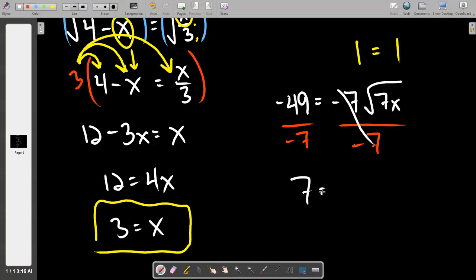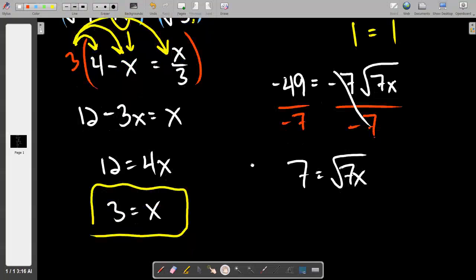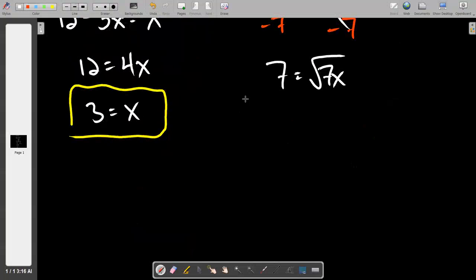So we get 7 equals the square root of 7x, and then the same steps go. Same steps from here. Square both sides, you get 49 equals 7x. Divide both sides by 7, you get x equals 7, and then you vet it. Background check that little son of a gun. Put him back up in. Does he work?